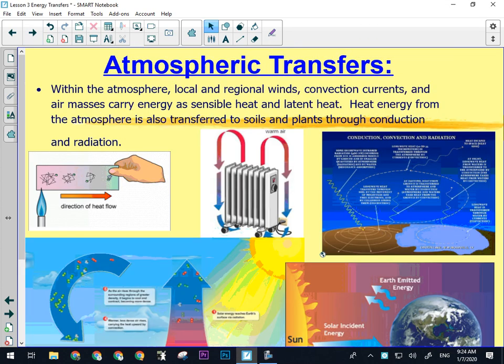Okay, so when we're looking at the atmosphere as a mechanism by which energy is transferred, it's going to be using almost entirely convection to move energy around. Now remember, convection is the movement of a fluid. In this case, the movement of the fluid is the movement of the gases that surround the planet, and we call that wind. Wind is caused by either differences in pressure or differences in energy.